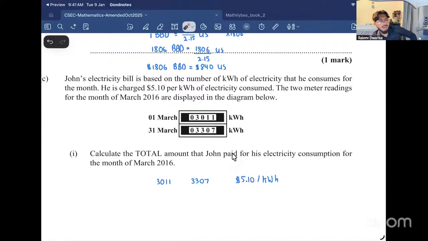So how much? Up to the 1st of March, how much electricity would he have consumed as he started the month, as of the 1st of March? 3,011. By the time the month ended, how much did he consume? 3,307.